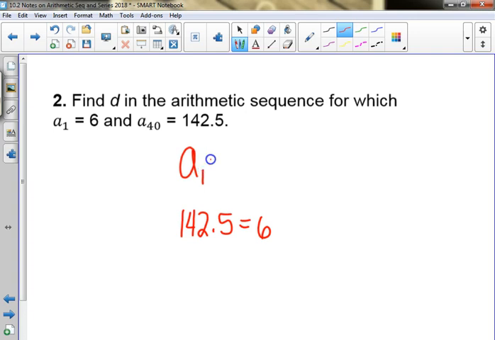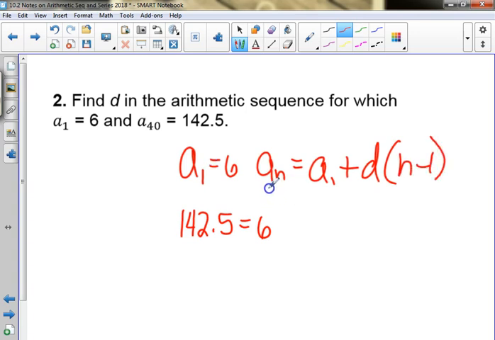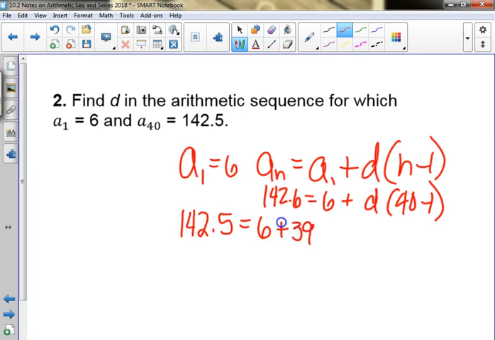A sub 1 is 6, a sub n. We have this formula. And if we're going to put in a 40 here, 142.6, we'd have 6 plus the difference, 40 minus 1 times. So minus 6 and then divide by 39, which is where Ian was going straight to that. 136, it comes out 35 after you divide? Is it 3.5? Okay.